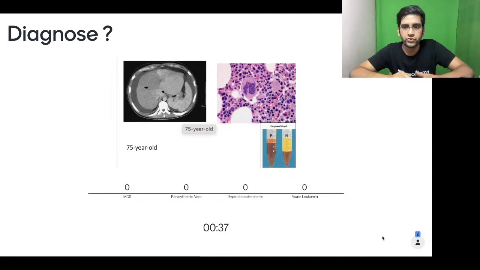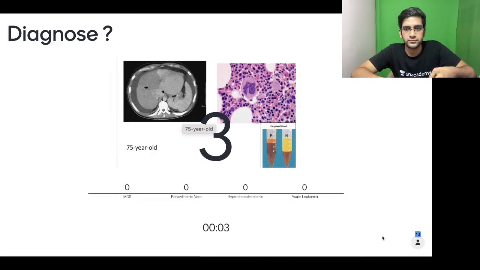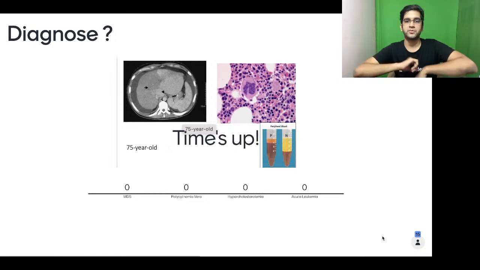The first clue is for the image: that's a bone marrow biopsy image. And maybe what's written in the peripheral blood, P is the patient, N is normal. Okay, I'll give you one more clue since only two of you have answered. The CT image shows a portal vein or a hepatic vein thrombosis. Okay, last 10 seconds. Okay. Time's up. Let's look at the poll.